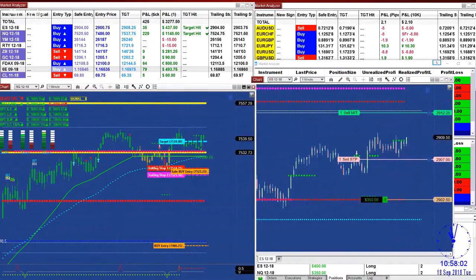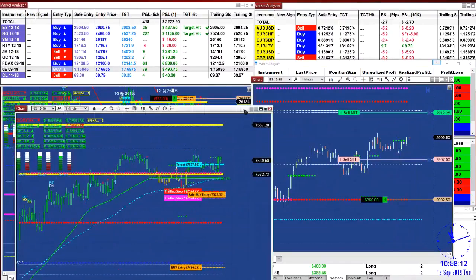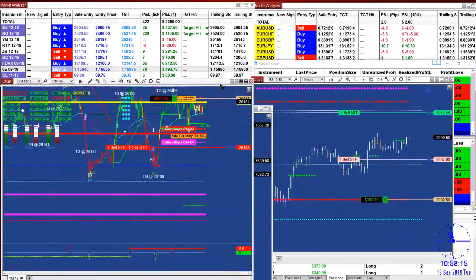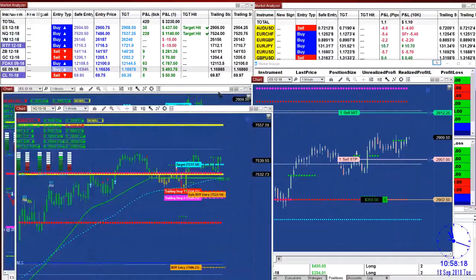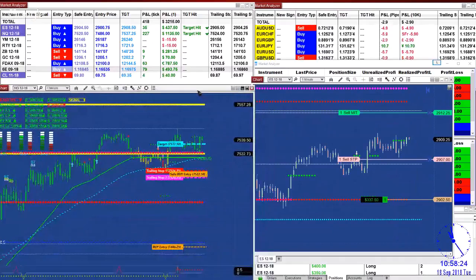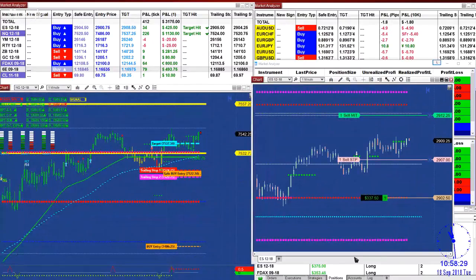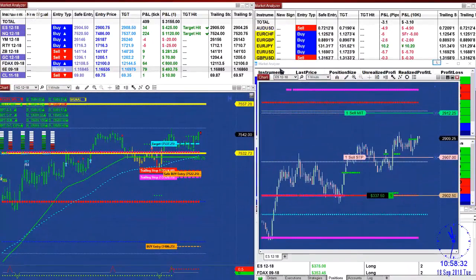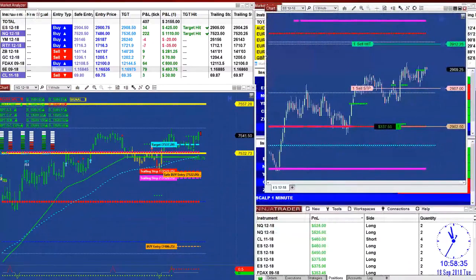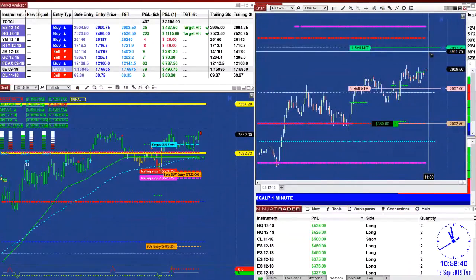I'm trying to find anything useful beside the ES right now. I keep losing the YM chart. Why? Okay. Here it is. Okay. And an ES. Okay, guys, we'll see what will happen on that trade.